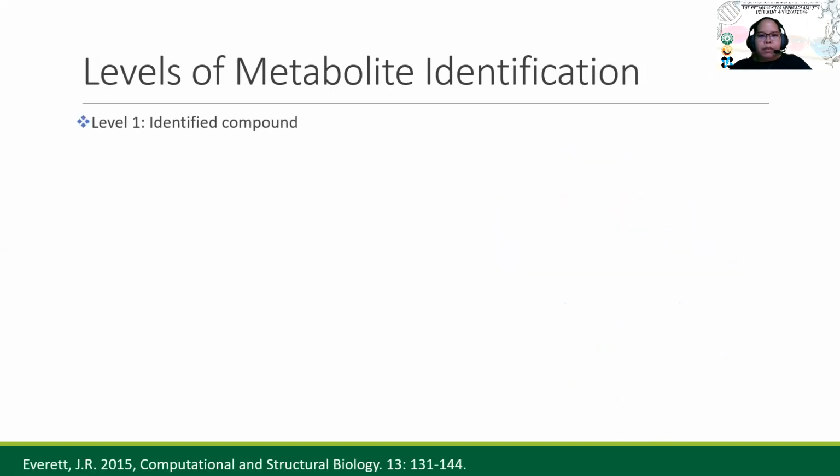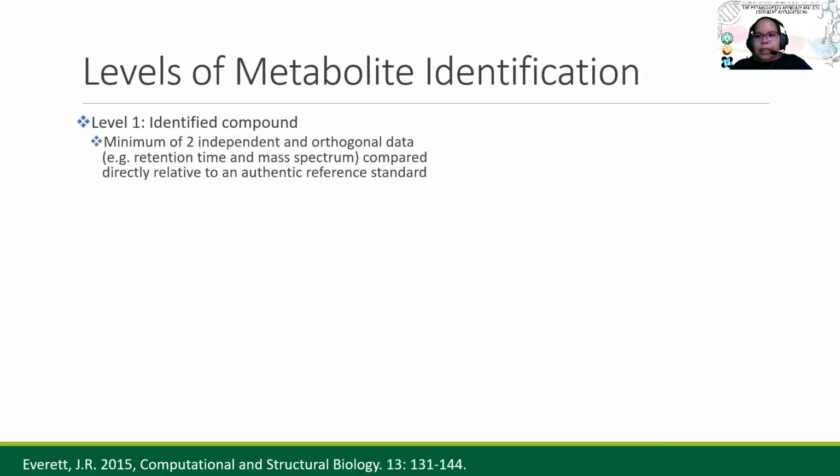In terms of levels of metabolite identification, of course, highest level will be your identified compounds, wherein you analyze authentic reference standards or standards, and you identify based on a minimum of two independent and orthogonal data, such as your retention time information as well as the mass spectra. And you can also have your MSMS spectra.